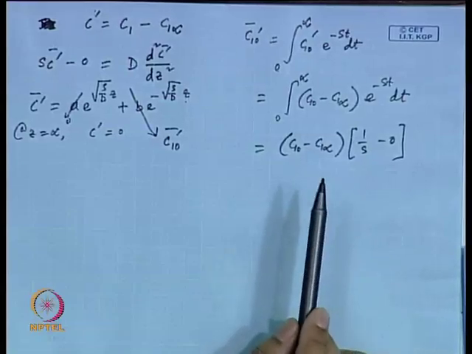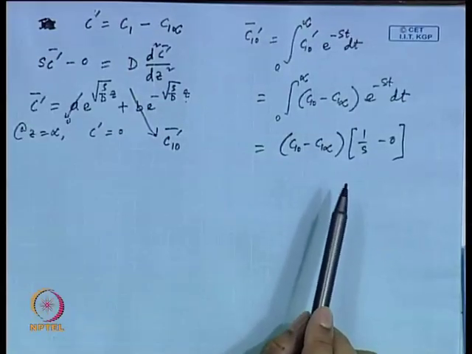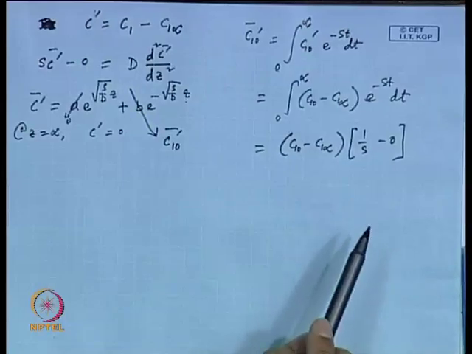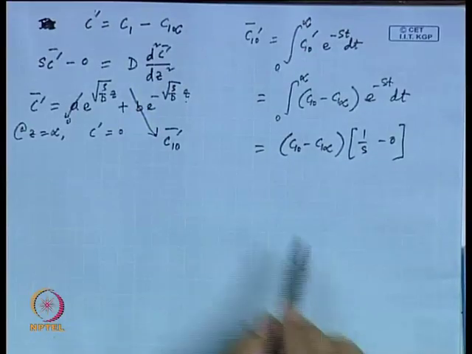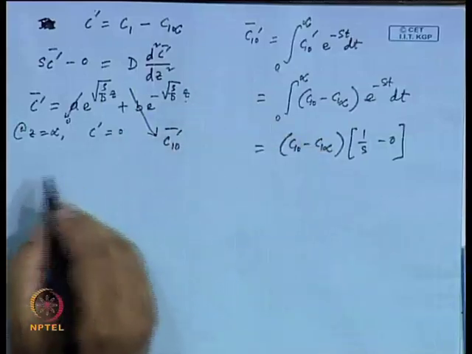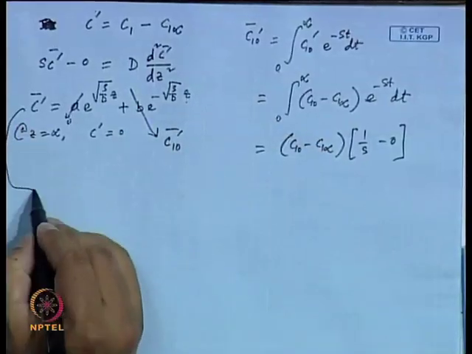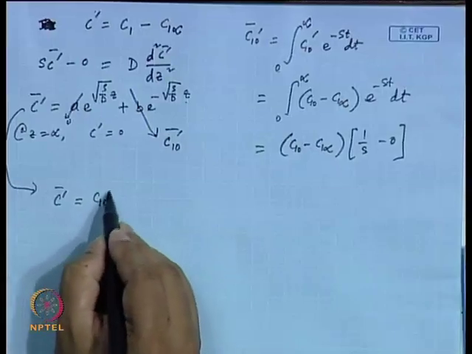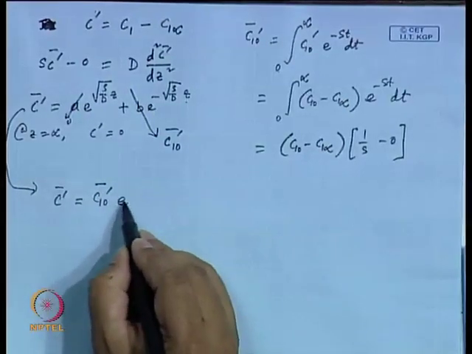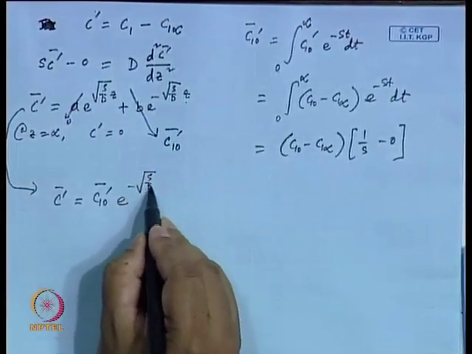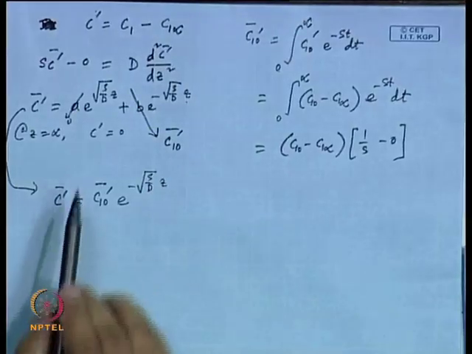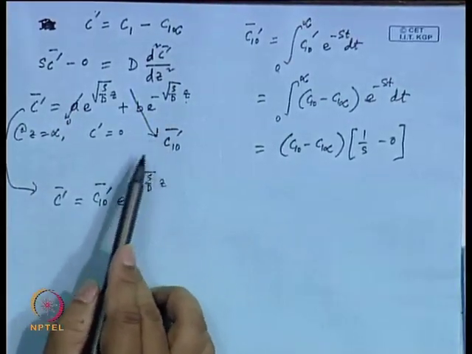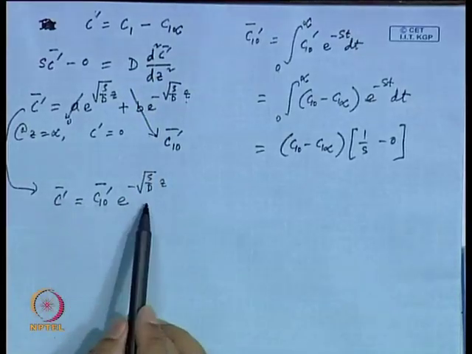So, what you get finally is, you have taken care of the other boundary condition. Now, originally what did you get from here? Originally you had gotten C prime bar as C10 prime bar e to the power minus square root of s by d into z, that is what you got. A has cancelled to 0 and B has to be equal to C10 prime as per the nomenclature. So, that is what you have written here.